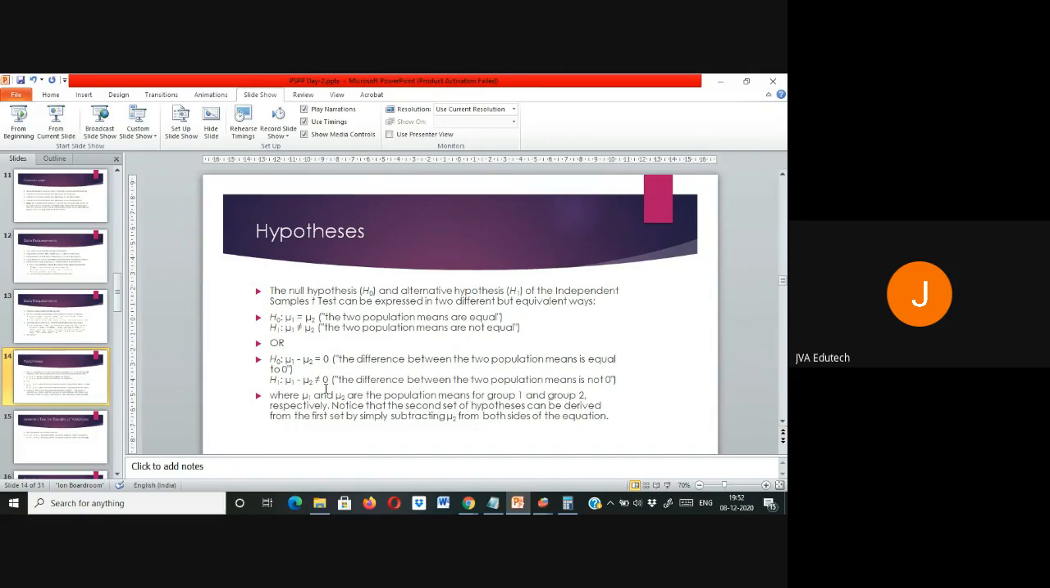That means there is no difference, or the difference between the two population means is equal to 0. And mu1 minus mu2 is not equal to 0. That means the difference between the two population means is not 0. You can write either way. Either you can write mu1 is equal to mu2 and mu1 is not equal to mu2, or simply you can write mu1 minus mu2 is equal to 0, or mu1 minus mu2 is not equal to 0, where mu1 and mu2 are the population means for group 1 and group 2 respectively.